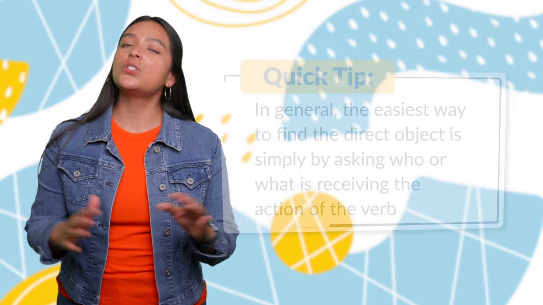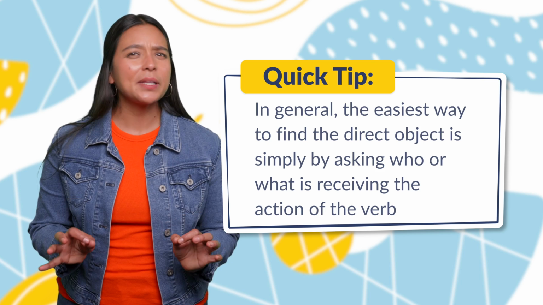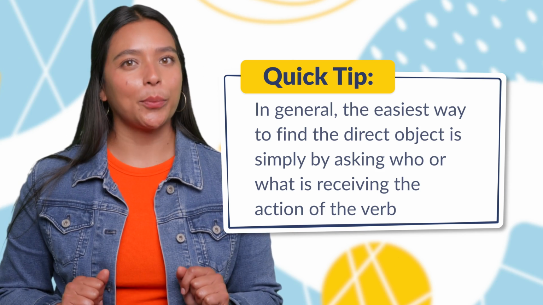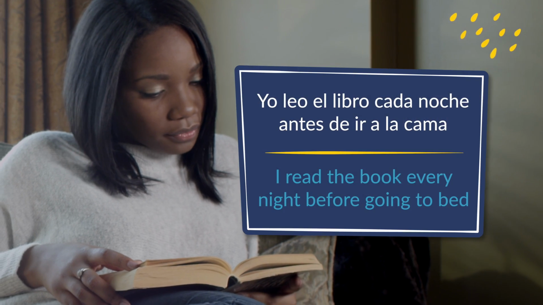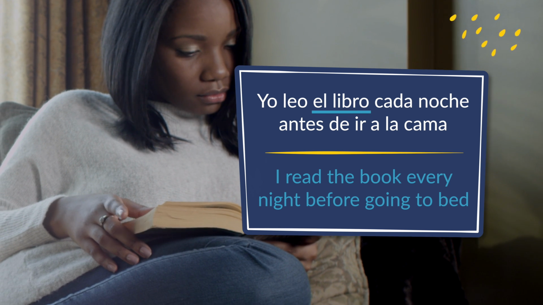Those were some simple examples, but the direct object pronoun may not always be that obvious, especially when it doesn't involve an animate object. In general, the easiest way to find the direct object is simply by asking who or what is receiving the action of the verb. And typically, this will be the noun that immediately follows the action verb. For example, yo leo el libro cada noche antes de ir a la cama. I read the book every night before going to bed.